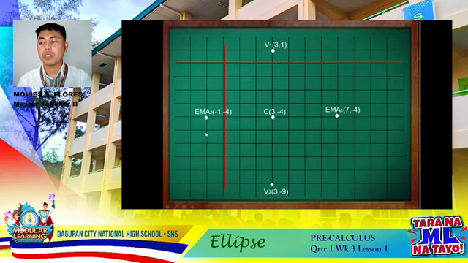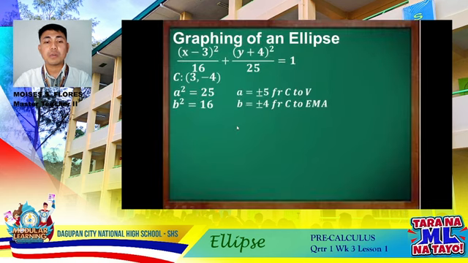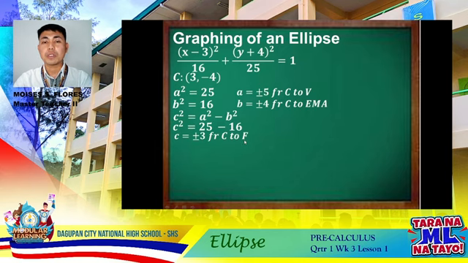So after considering the ends of the minor axis, or simply your b square and b, we are now ready to solve for c square. We have the formula a square minus b square. Substitute 25 minus 16 equals 9. Then extract it, so simply we have positive or negative 3. Take note, our c stands for the distance from the center to your focus.